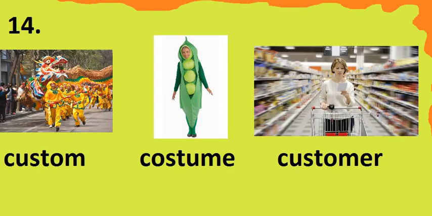Here we have 3 words that are spelled similarly, but people often get the wrong one. So we have custom, costume, customer. A custom is an activity that happens traditionally, perhaps every year. Costume is a set of clothes that you wear to look like something else, and a customer is a person who buys something. So custom, costume, customer. Be very careful with your spelling, because if you write the wrong one, your meaning will be changed.